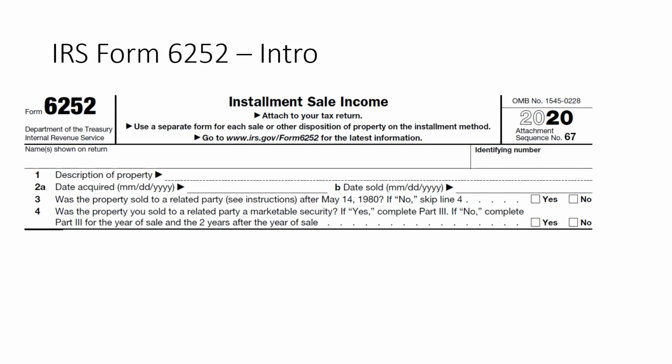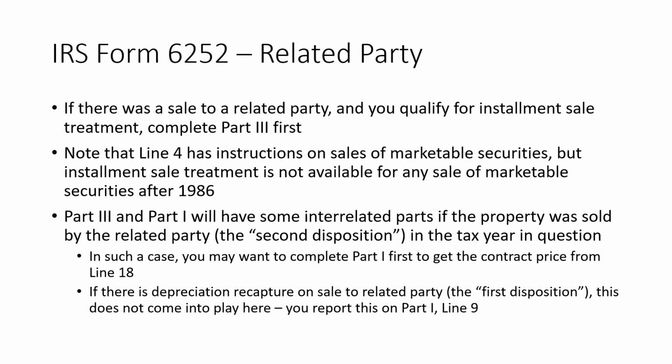Now, line 4 rarely applies just because after 1986, you can't sell marketable securities to a related party. So, whether you need to complete part 3 or part 1 first is its own question, because they have some interrelated parts. Especially in a situation where you need part 3 because of a property being sold by a related party, i.e. a second disposition for the tax year of filing here.